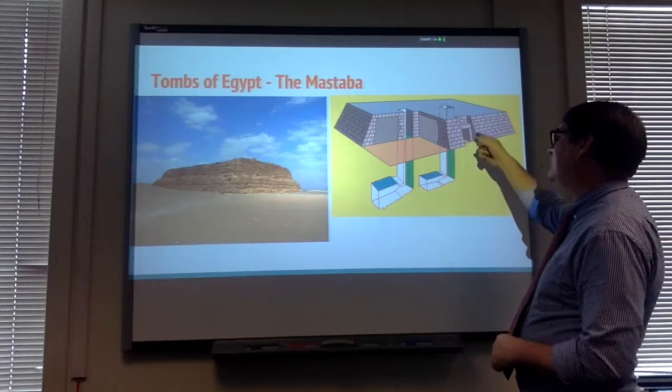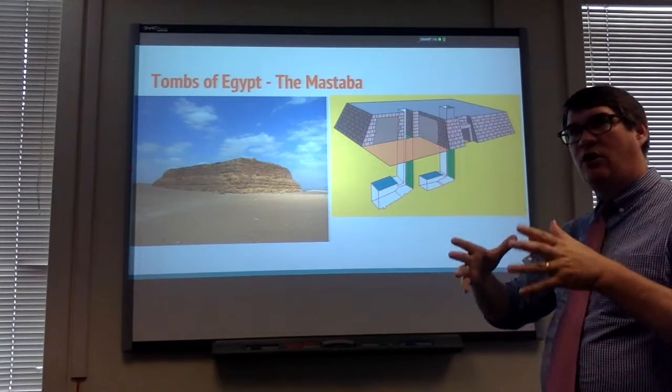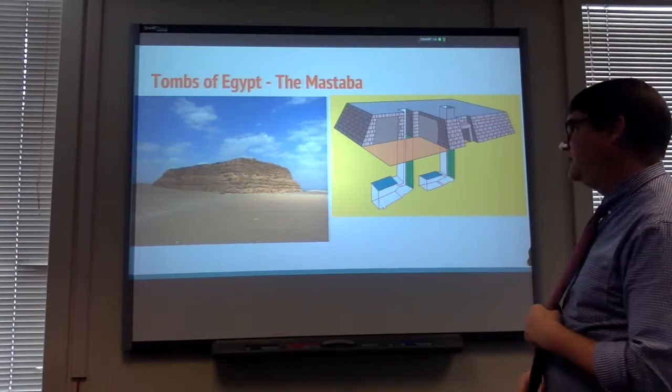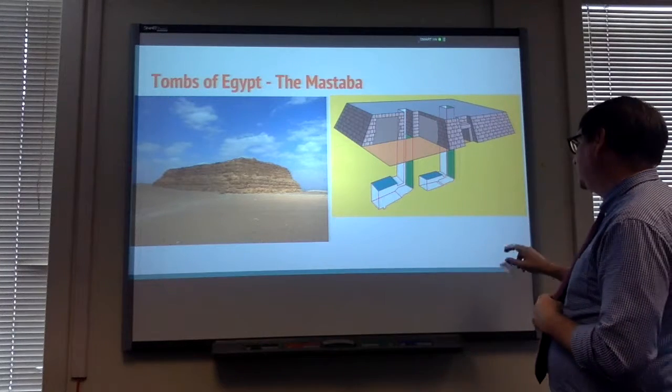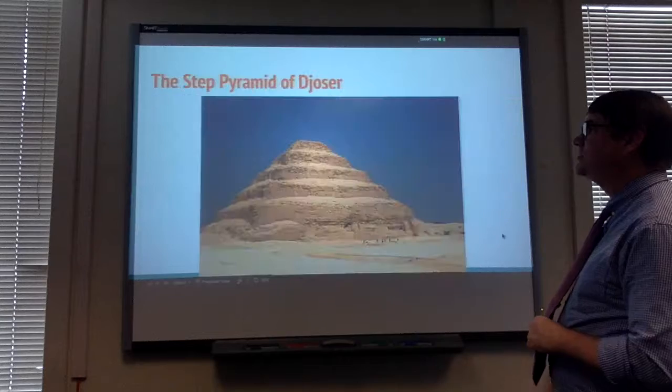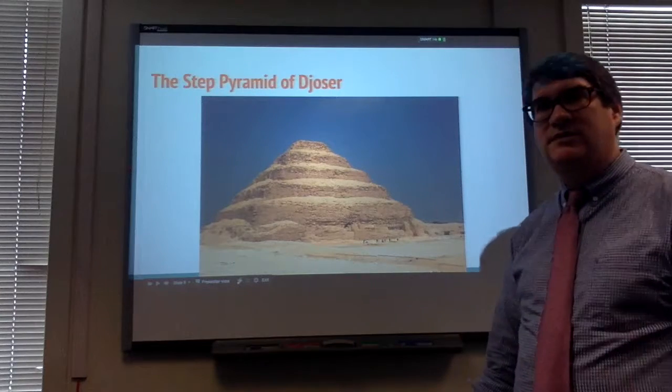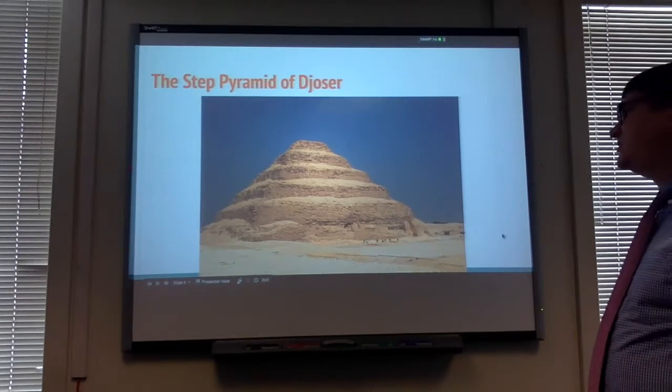And that's why we have these mastabas with these little spaces or these little hallways where your relatives can come and bring you food. So the first type of tomb we have in Egypt is a mastaba. Now, if you're important, you want something bigger than a mastaba. So we graduate to the step pyramid.